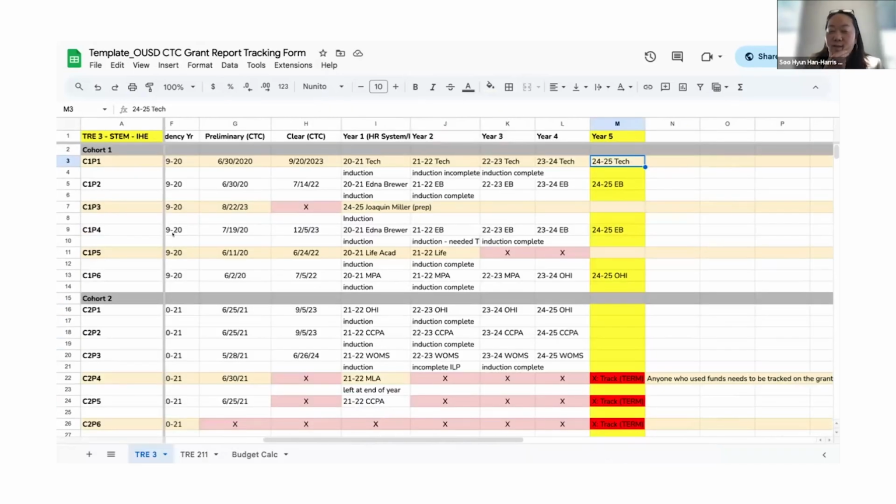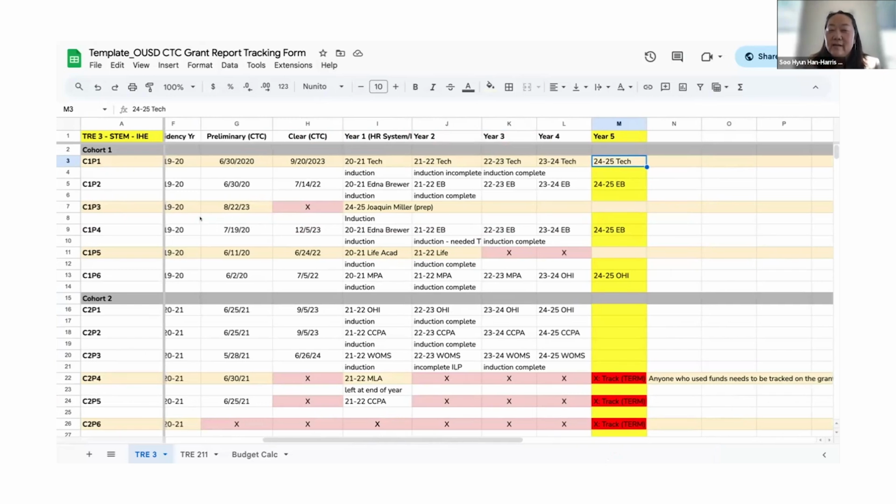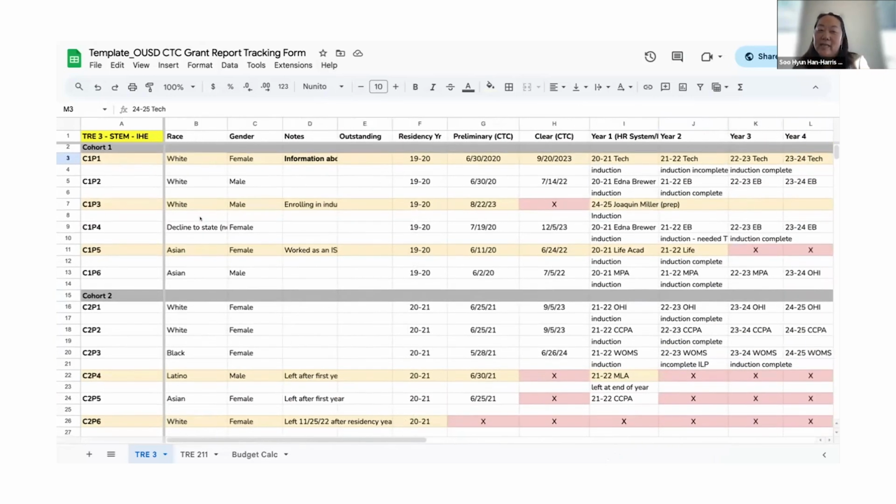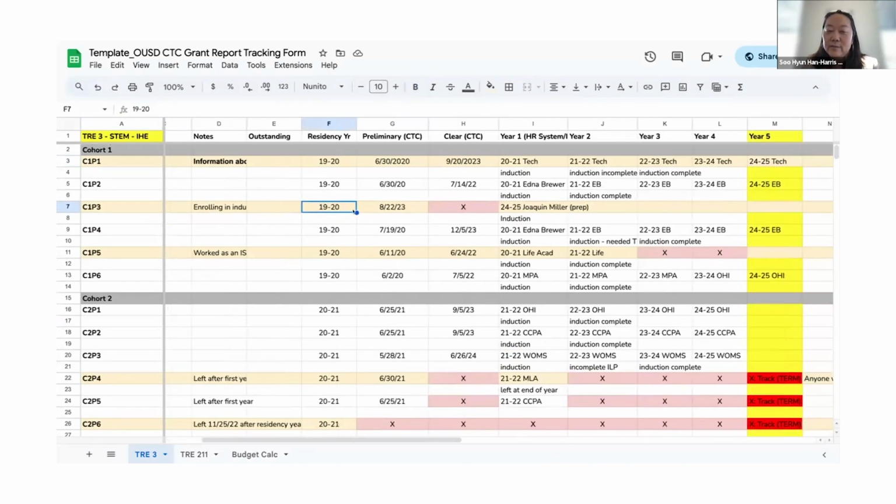I'd like to review with you person 3 from cohort 1 because they have an interesting situation that I think might be helpful to see in terms of grant tracking. So cohort 1, person 3, their residency year is also 1920, but they didn't receive their preliminary until August 2023.